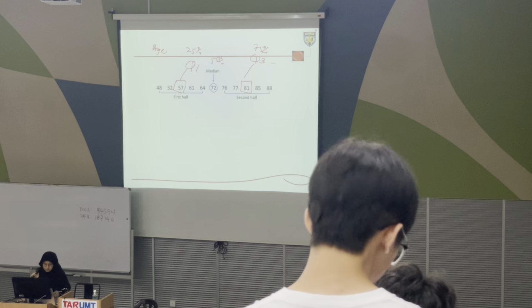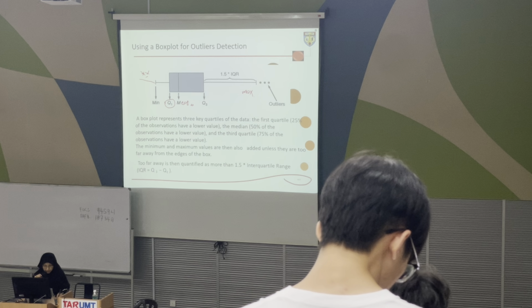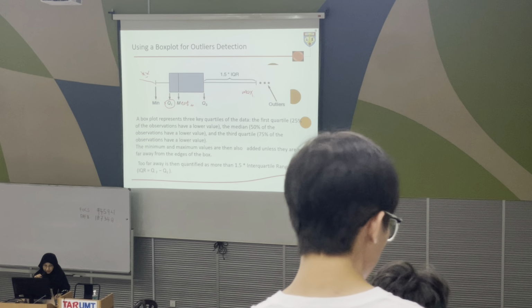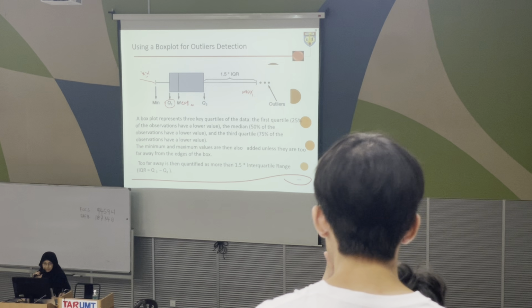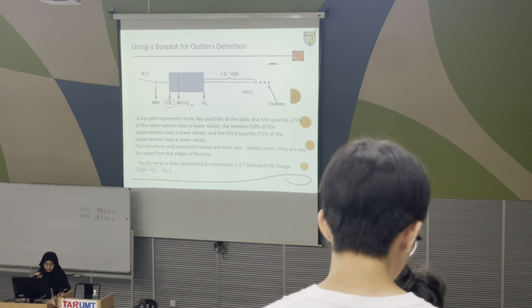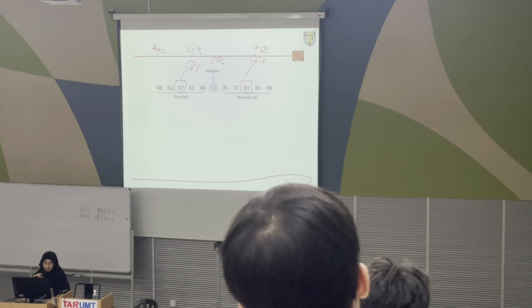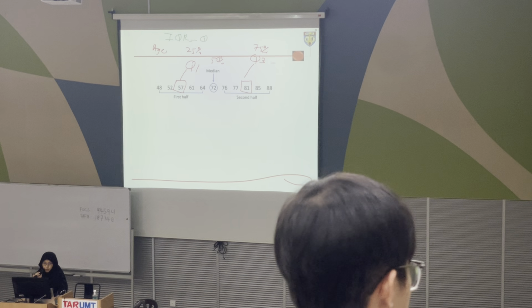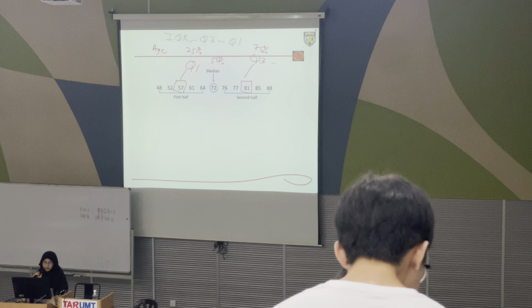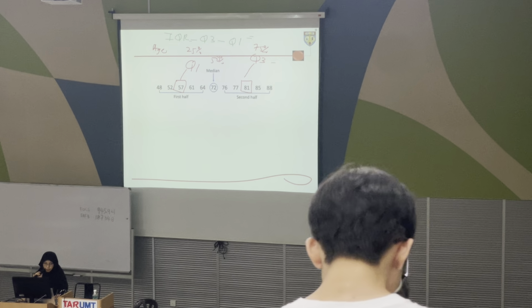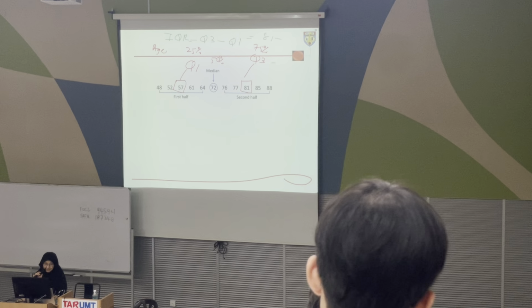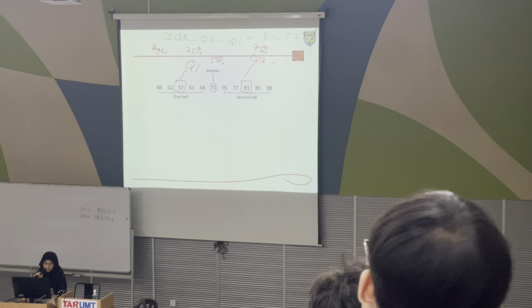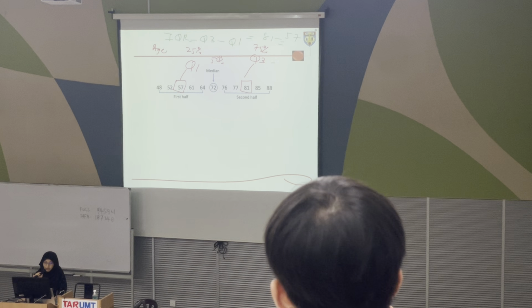Okay, and then if you get here, let's say you want to identify whether your data set contains outliers or not, you can use this formula. You need to find the interquartile range. So the interquartile range formula is Q3 minus Q1. In this case, Q3 is 81 minus 57. So what is the value for your IQR?